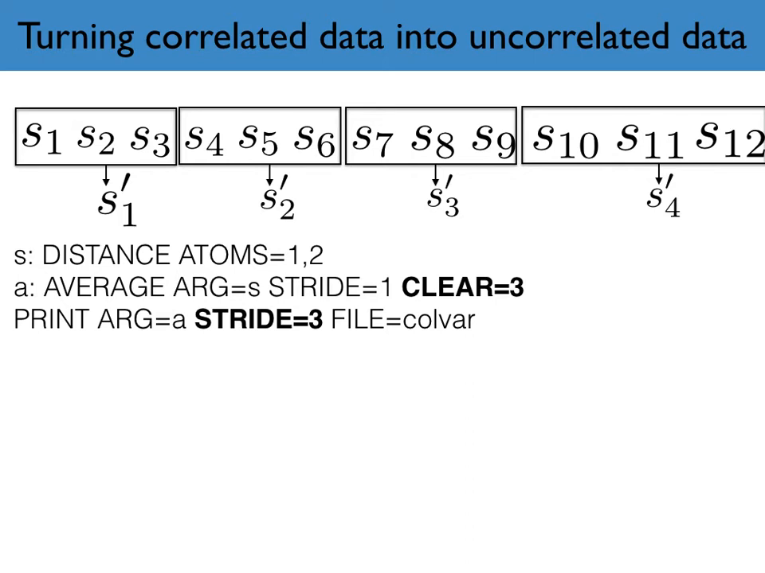S1 prime is equal to S1 plus S2 plus S3 all over 3. S2 prime is equal to S4 plus S5 plus S6 all over 3. S3 prime is equal to S7 plus S8 plus S9 all over 3. And S4 prime is equal to S10 plus S11 plus S12 all over 3. These four numbers, S1 prime, S2 prime, S3 prime, and S4 prime, are our block averages.